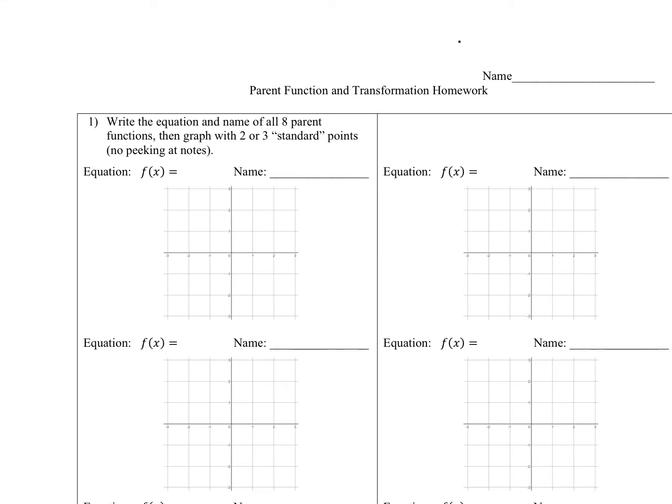All right, what we're going to look at is the 8 parent functions. Again, we want to graph with at least like 2 or 3 standard points. So just kind of coming up with them really quick, we have f of x equals maybe 2. That's our constant function. You can put any number there really, but that's saying we're constantly 2. So our outputs are all 2's.